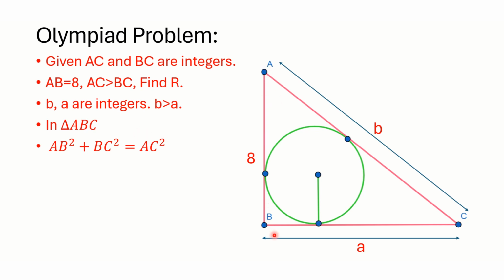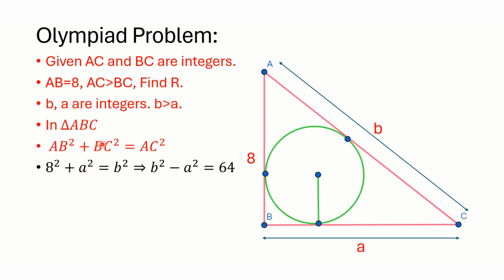Since this is a right angle triangle, using the Pythagoras theorem, this length square plus this length square equals this length square, that is AB square plus BC square equals AC square. AB is 8 units and BC is a. So now I can write 8 square plus a square equals b square.